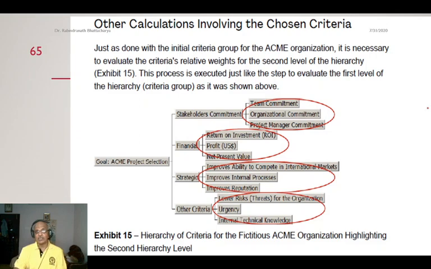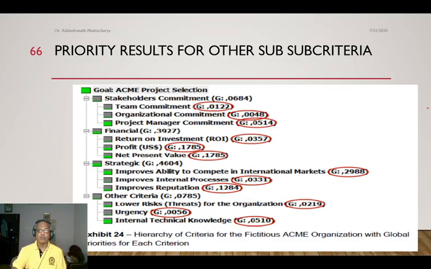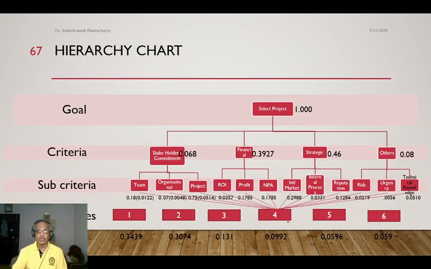Now other calculations involving the chosen criteria. Now this criteria, there are 12 criteria, 3 into 4. So how you get the result, the global priority level you can find out from here, which I am explaining with a hierarchy chart. So select project is 1. Stakeholders, these are the main criteria, these are the sub criteria, and I have put the alternative like this. So final ranking will be summation of 12 numbers.